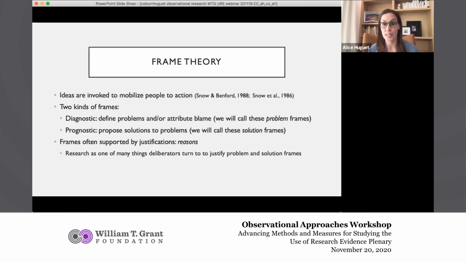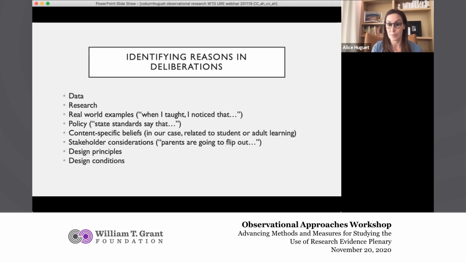In some other work, it's justifications or evidence. But essentially, these are the supports that people proffer in order to make their own framing more convincing. So let's move to the next slide and we'll talk about reasons.